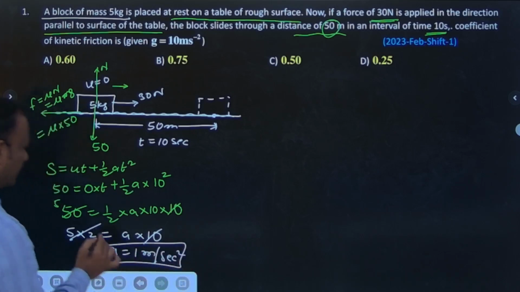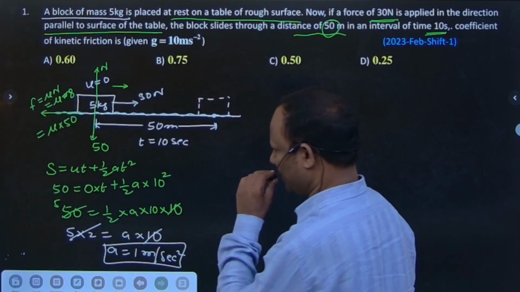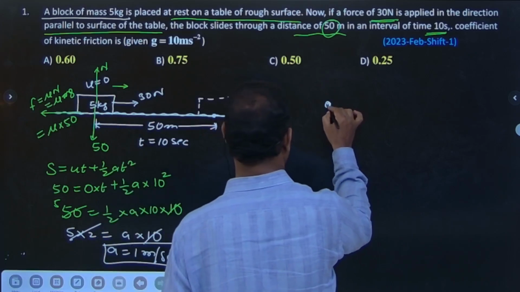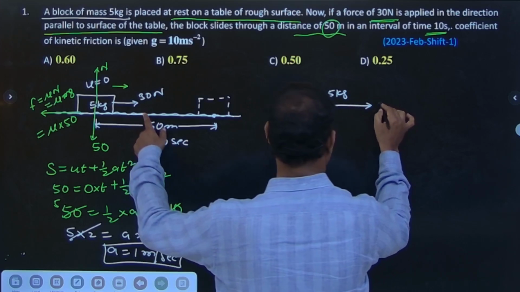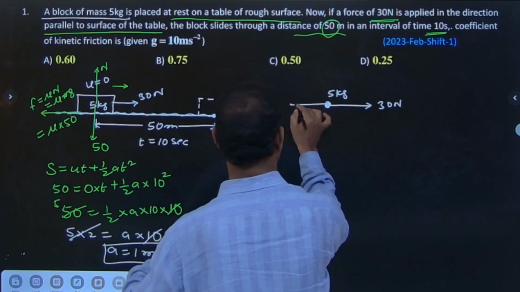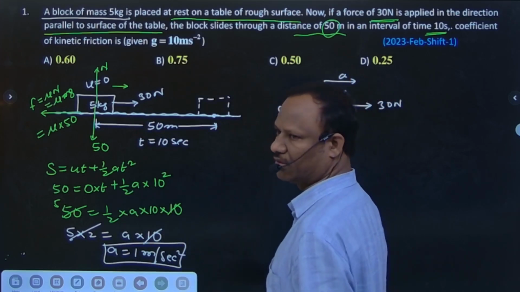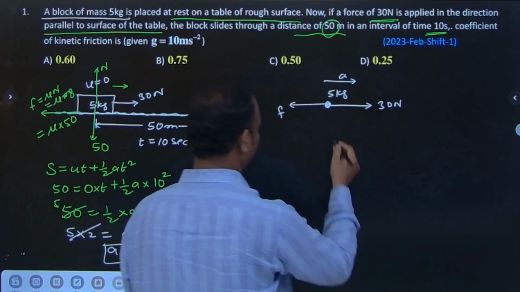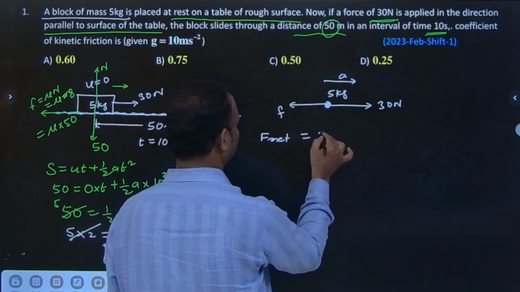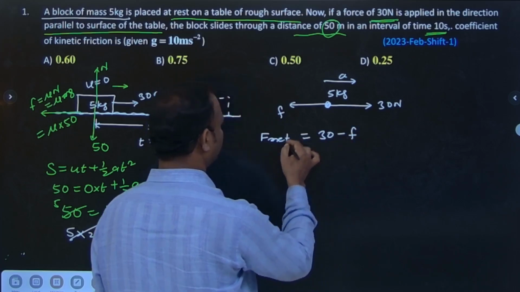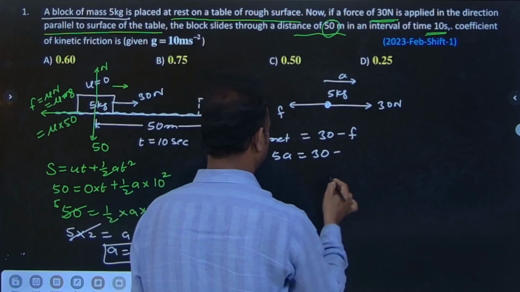This is the acceleration. After getting the acceleration, we need to draw the free body diagram of the 5 kg mass. Its applied force is 30 Newton, and the frictional force F is in the backward direction. Acceleration is in the forward direction. We need to write the equation. When you draw the free body diagram, F net equals 30 minus F. F net means ma, so 5a equals 30 minus F.